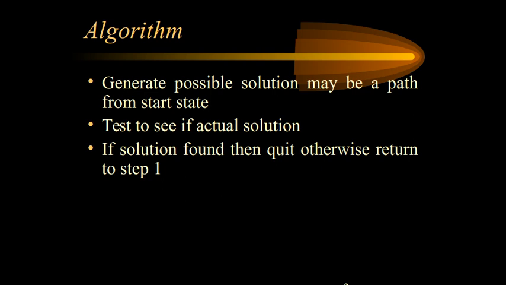That means generate and test are done simultaneously. Some of the possible solutions are generated and tested. The third point: if the solution has been found, then quit. Otherwise, return to step 1.